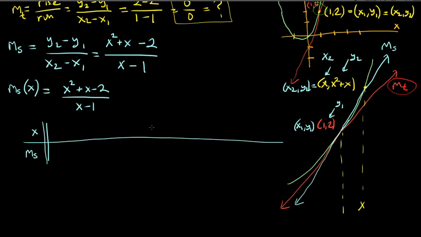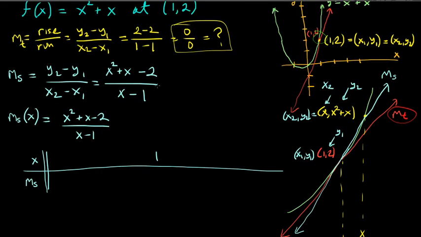Obviously we want to know what happens when x is 1. But we already did that. In fact, you can plug that in here. You get 1 plus 1 minus 2, so 2 minus 2 is 0, over 1 minus 1, which is also 0. You get 0 over 0 again. So when you plug in 1, it's undefined.